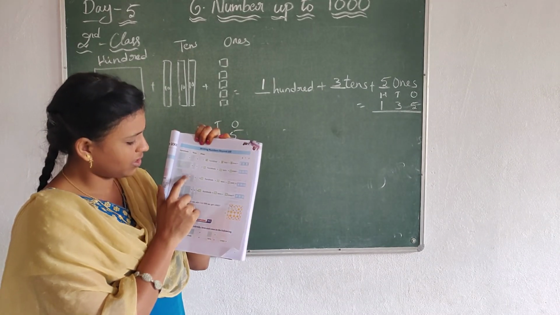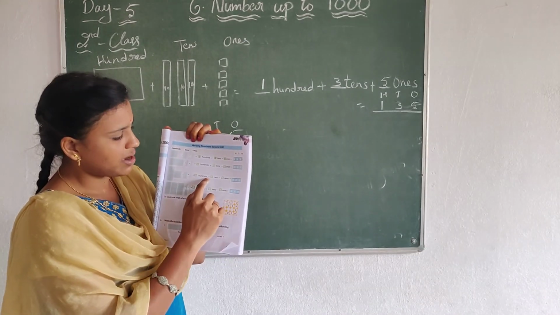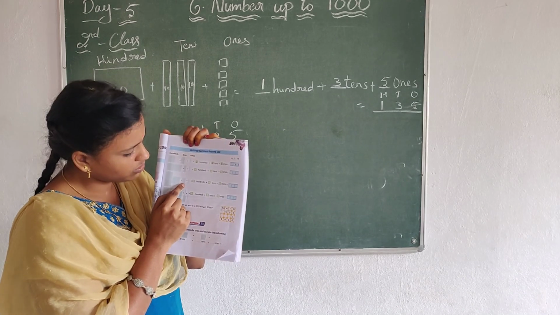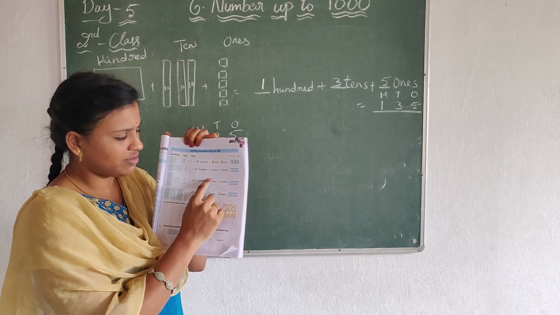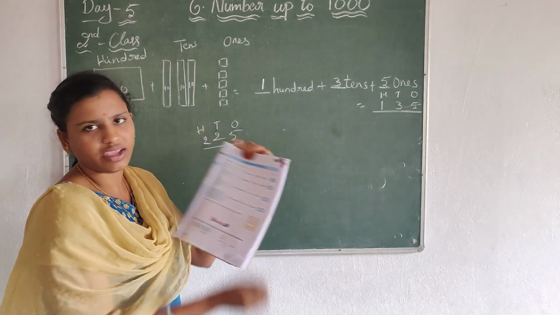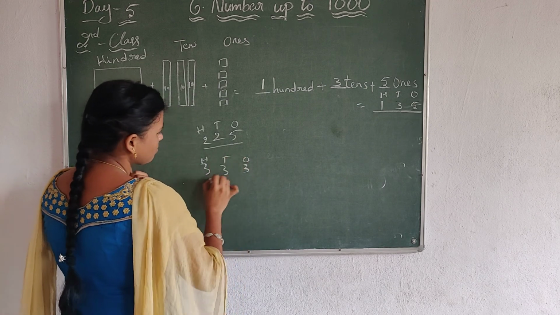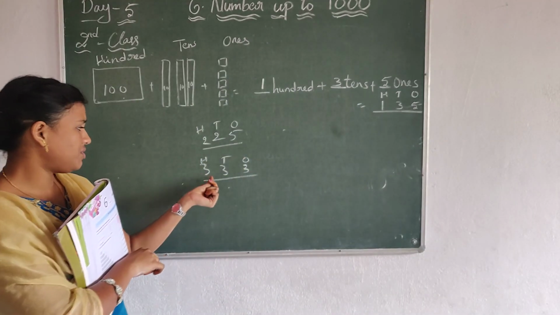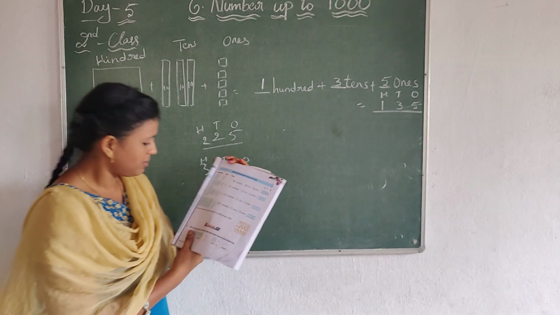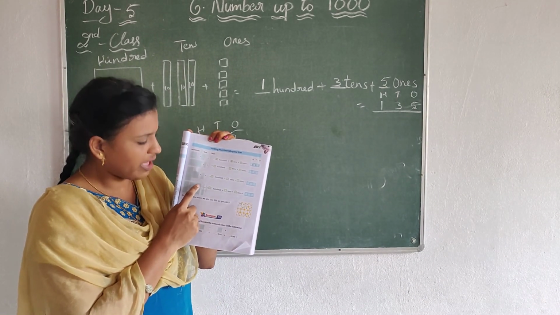Let's see the third one. 1, 2, 3. How many hundreds are there? 3. Right here, 3. And plus how many tens are there? 1, 2, 3. These are also 3. Write the 3 here. And how many ones? 1, 2, 3. 3. So we have 3, 3, 3 in each place. So what is the number now? 333. What is the number? 333.